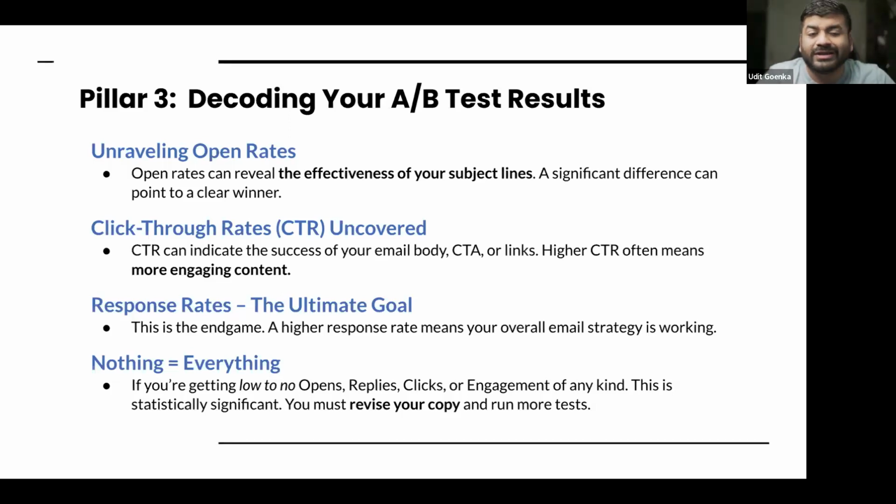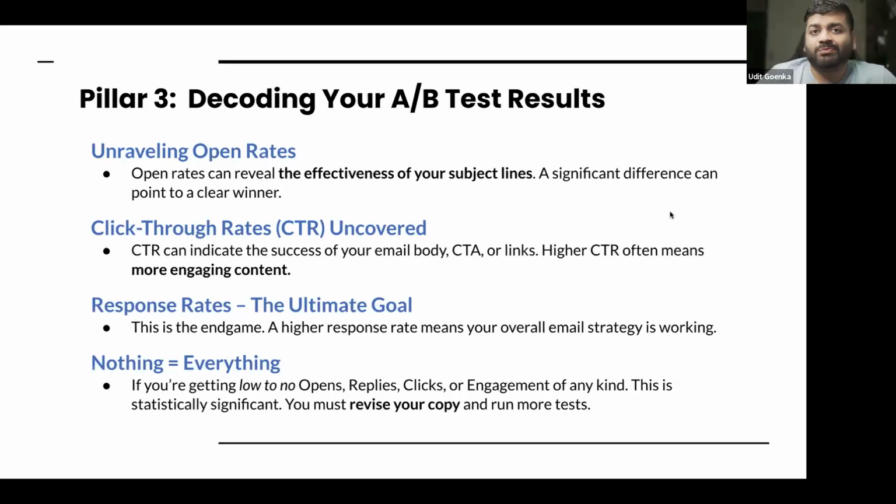Third is your response rate. That's the ultimate goal. None of the other statistics matter. Your ultimate and main goal needs to be getting people to respond to your email. That should be the ultimate goal, right? And nothing means everything. So if you're getting a low to no open rate, replies, clicks, engagement, or any of these kinds of things, this is statistically significant, right? You must revise your entire copy and run more tests.